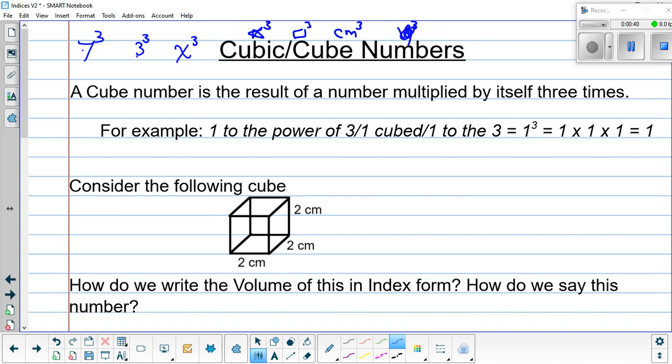Maybe not volume cubed. How about length cubed, which is our volume. There are lots of ways we use and talk about cubic numbers. It's a number multiplied by itself 3 times. So if we take 3 cubed, we expand that to 3 times 3, and then times by 3 again.